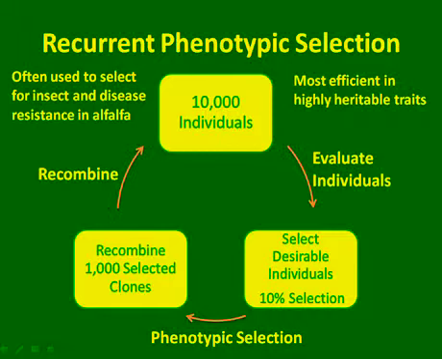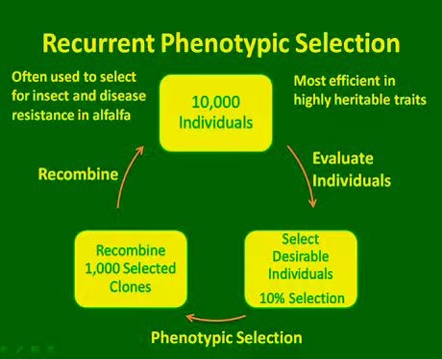Recurrent phenotypic selection. It's important to start with a large number of individuals. In this example, we start with 10,000 individuals. And again, this is most efficient in highly heritable traits. You would evaluate those individuals. Then you would select desirable individuals. In this example, we're going to select 10% of the individuals.